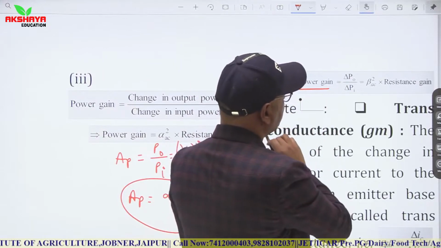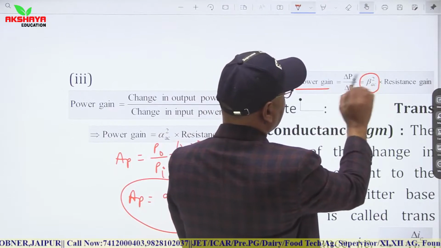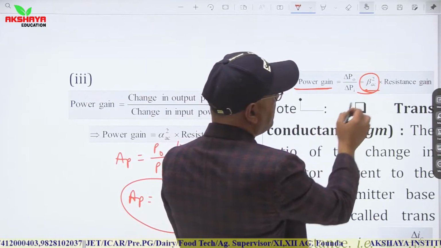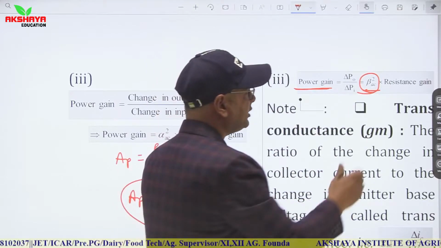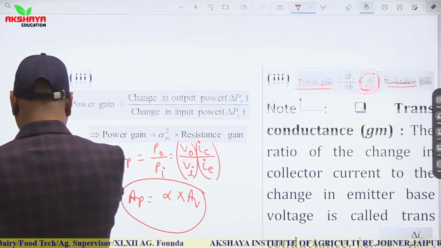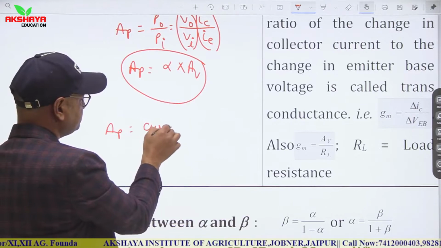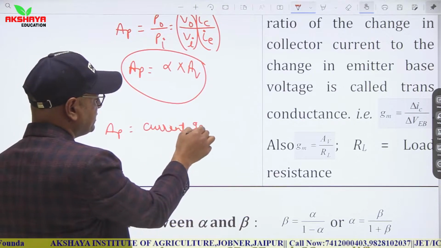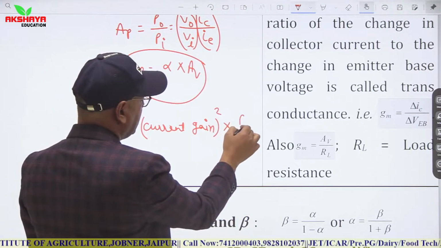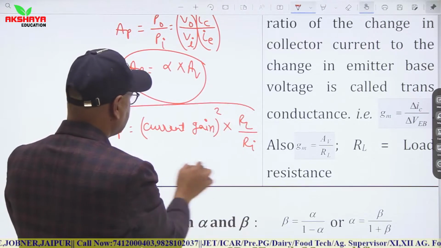Similarly, in case of CE configuration, we again use this relation. In case of power gain, we talk about beta square. Beta square is simply square of current gain into resistance gain, means RL upon RI. So we can also say that power gain is equal to, in either configuration, this is the general relation, current gain square into RL upon RI, load resistance upon input resistance. So this relation can be used for power gain.